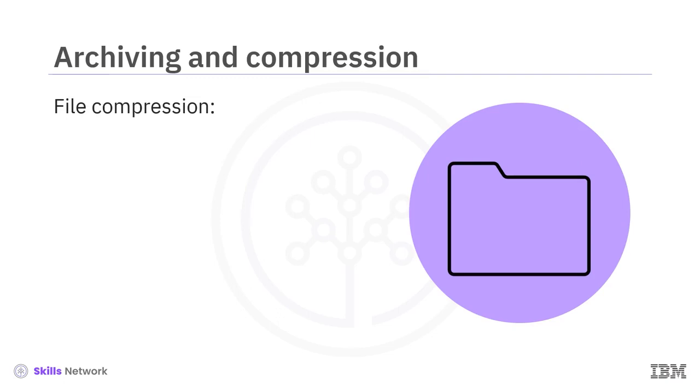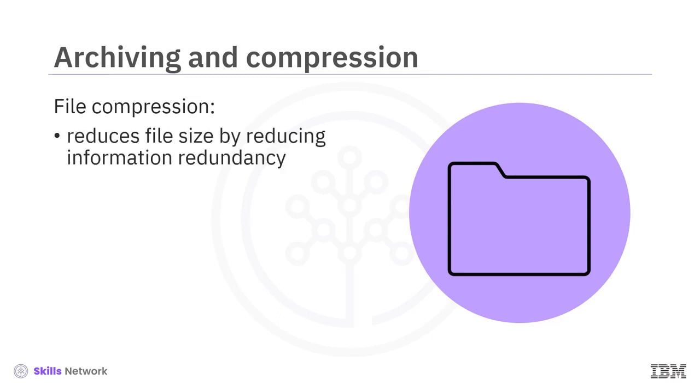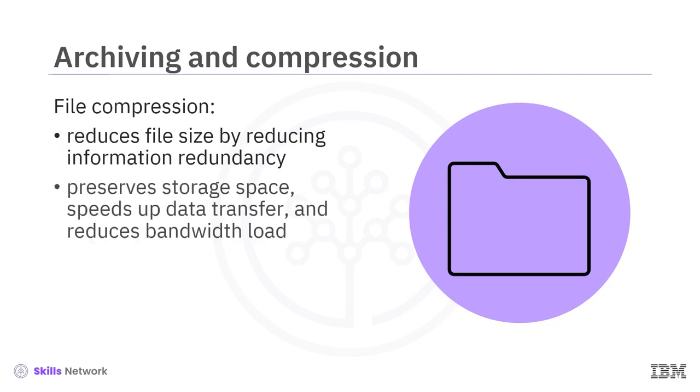File compression, on the other hand, involves reducing the size of a file by taking advantage of redundancy in its information content. The main advantages of compression include preserving storage space, speeding up file transfers, and reducing bandwidth loads.